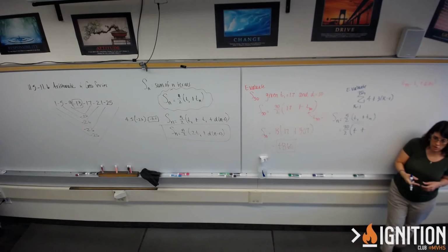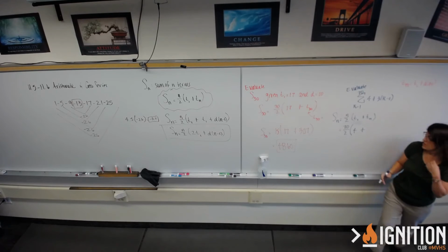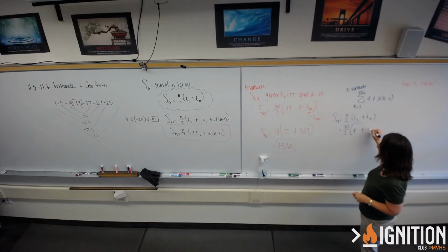The nth term in this case is the 70th term. So plug in 70. 3 times 69 plus 4. How much? 211. Someone says 211. Do we believe him? Sure. Okay. Yes.